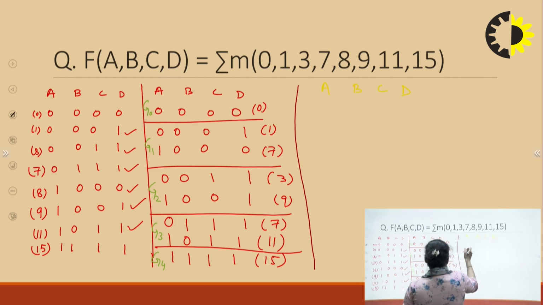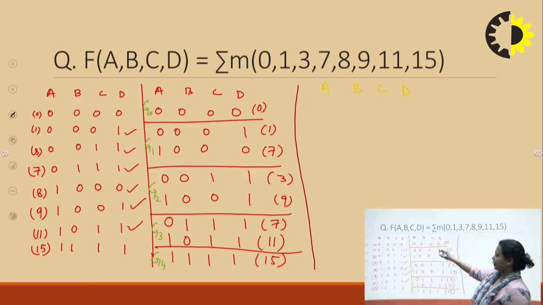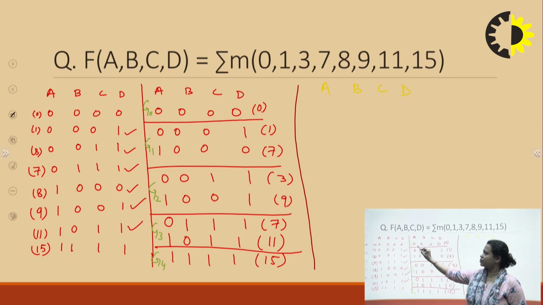So initially, when we are comparing, what we have to do is just check. You check, this 0 is comparing with this 0. This 0 is matching. Both are matching, same. 0, 0, it is matching. But this last bit is not matching. So for this bit, we have to put dash, right?